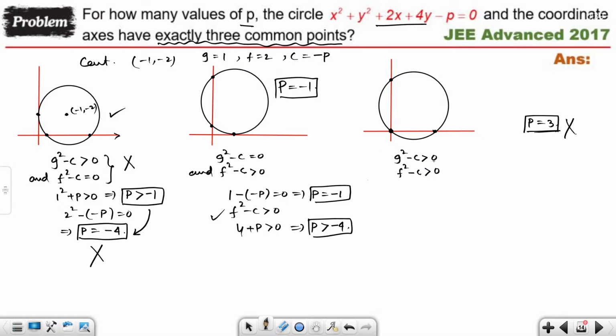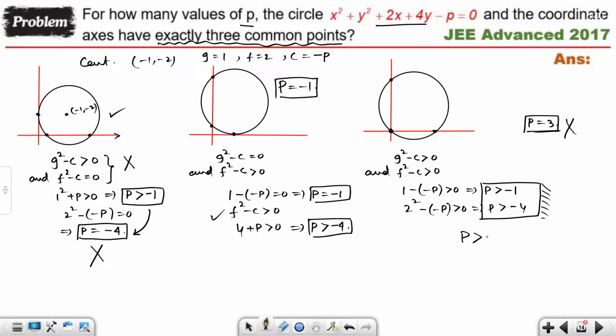Right? Now let us check the third case. G square minus C is greater than 0. Now, look at it carefully. So 1 plus P is greater than 0. That implies P is greater than minus 1. From the second one, what are we getting? F square minus C is greater than 0, that gives us P is greater than minus 4. So P is greater than minus 1 and P is greater than minus 4. Combining these two, we say that P is greater than minus 1.